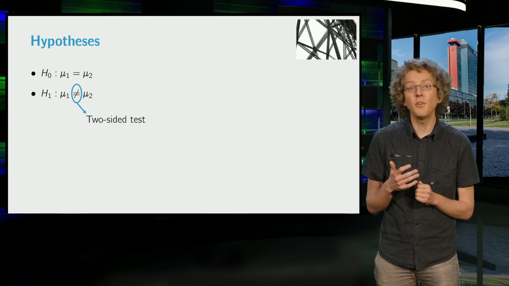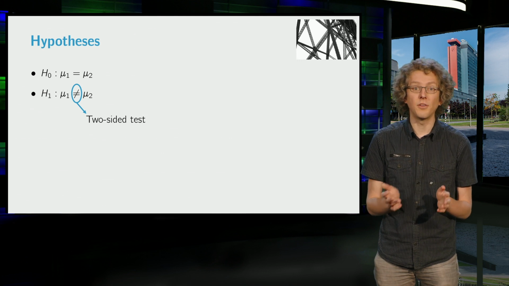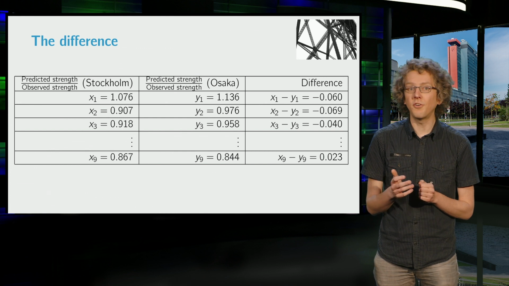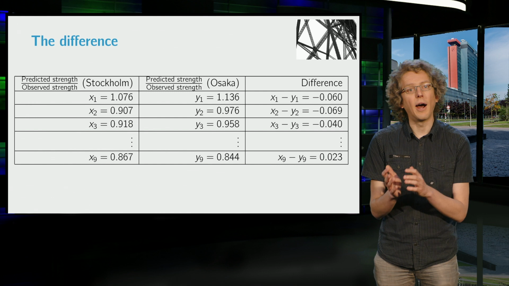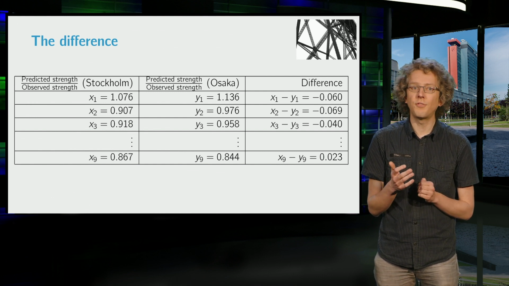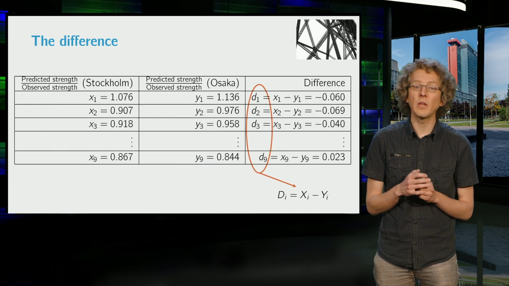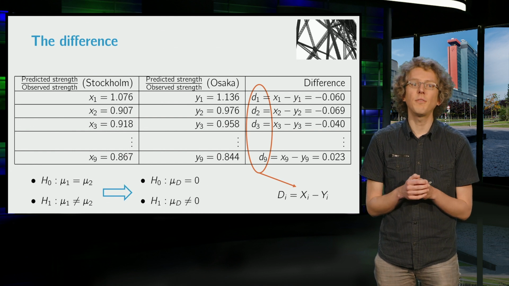Well, since we are interested in the difference between the two techniques, it makes sense to look at the difference of the observations as well. For each measurement, we can look at the measurement according to the Stockholm method minus the measurement according to the Osaka method. Let's call this variable di, d for difference. Our hypotheses can now be formulated using the expectation of this variable d.